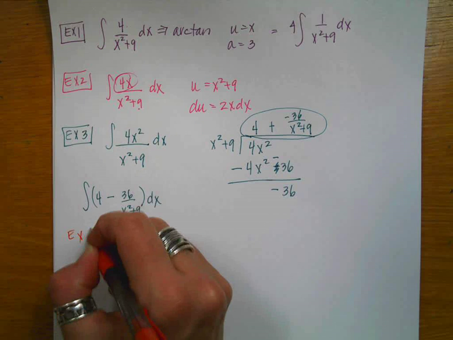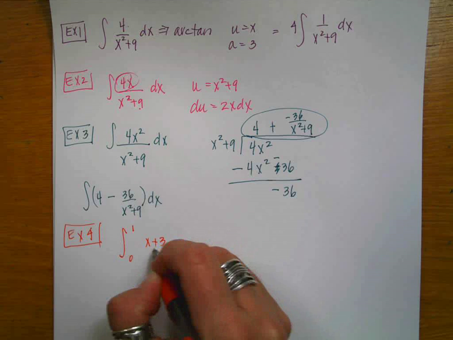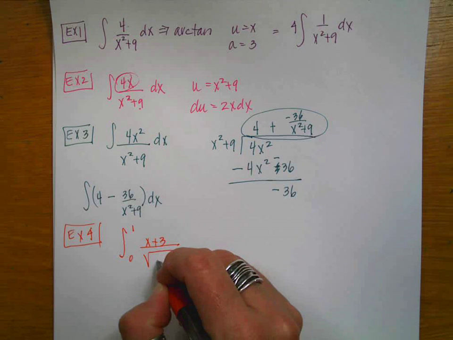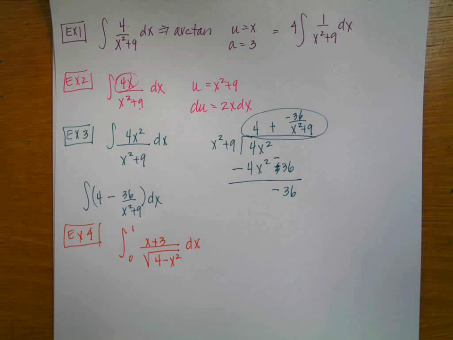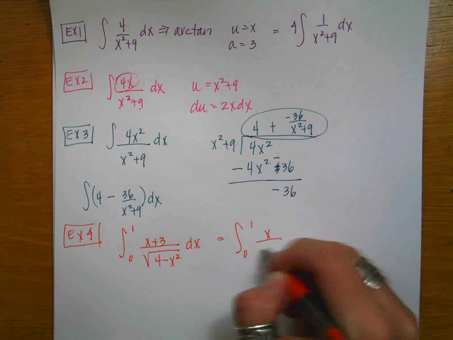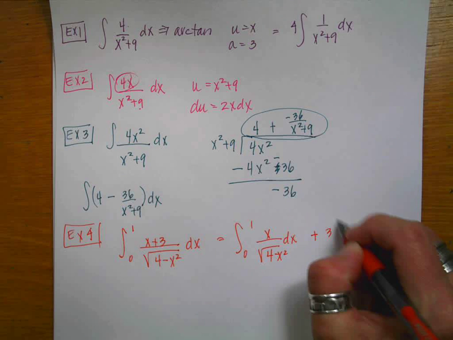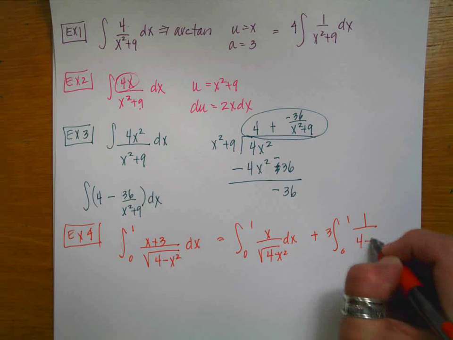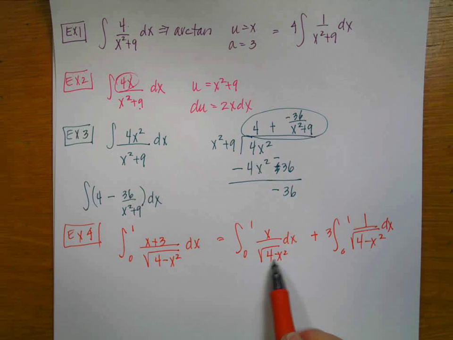Okay. All right, example number 4, if I remember right, it's not a variation, sad day, I didn't remember right. So this one I want to integrate from 0 to 1, and I have x plus 3 over the square root of 4 minus x squared dx, okay? So on this one, I could split this up, and I would do 0 to 1 of x over the square root of 4 minus x squared dx, and then I would do plus 3, 0 to 1, 1 over the square root of 4 minus x squared dx.